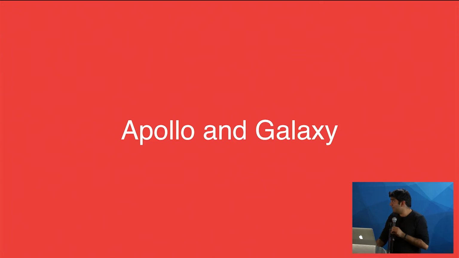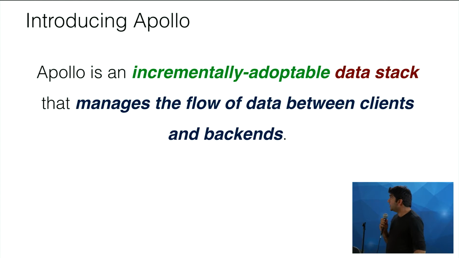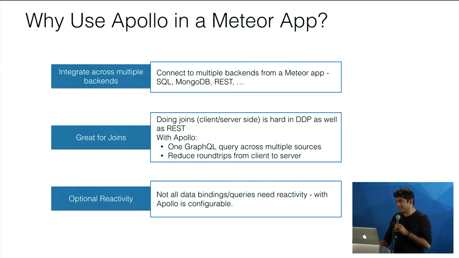And so let's talk about what Apollo brings to the table here. Matt talked about this. Apollo is an incrementally adoptable data stack, which means you can pick it up in pieces and you don't have to re-architect your entire app, that manages the flow of data between clients and backends. And with that, it's another option to DDP for a Meteor application. And that's the way we approached it with Galaxy as well.